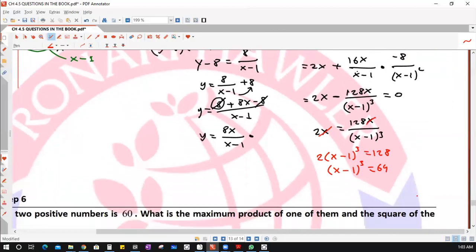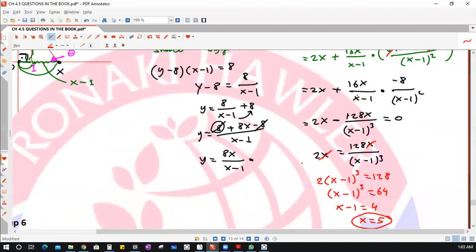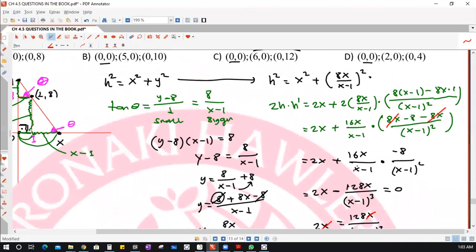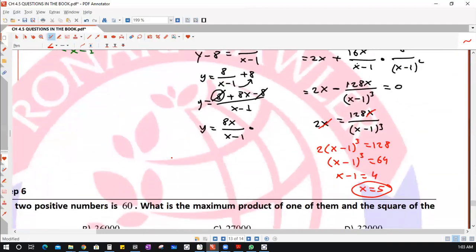So 64 is cube of what? 64 is cube of 4. x minus 1 is cube root of 64, it is 4, and x equals 5. So this is the value of x. After finding the x value, you can come back to the relation between y and x over here. We can say y equals 8 times 5 divided by 5 minus 1. This is 40 divided by 4, 10.